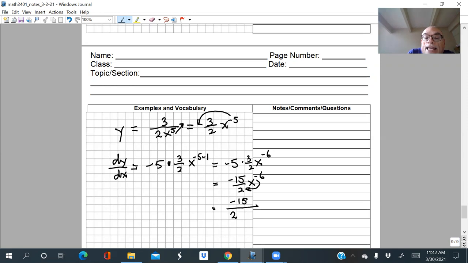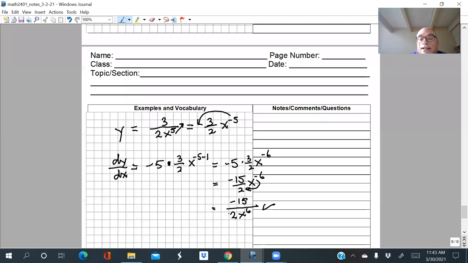And then that negative six power will become positive six power. So you can rewrite this as minus 15 over 2x to the sixth power. I kind of like it written like this because that kind of looks like the original problem. If I leave it like this, which is okay, that is the derivative. But if I leave it like this, it's got this negative exponent, and the original problem didn't have a negative exponent in it.